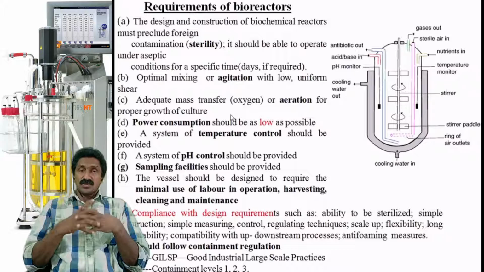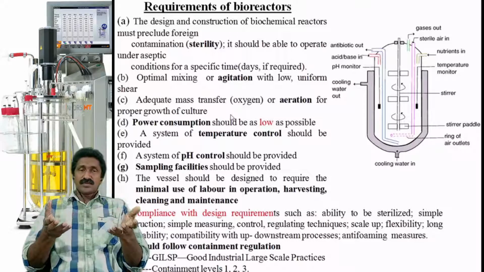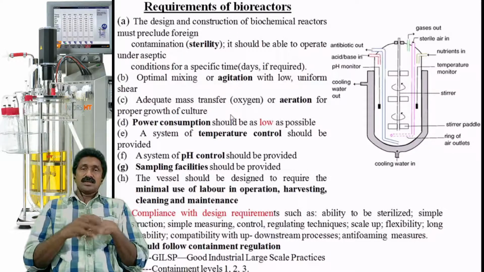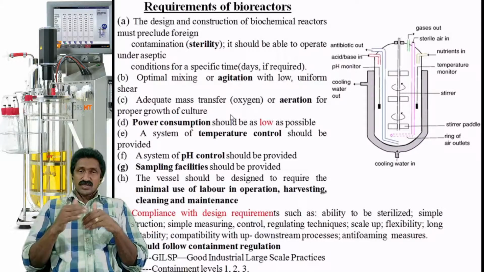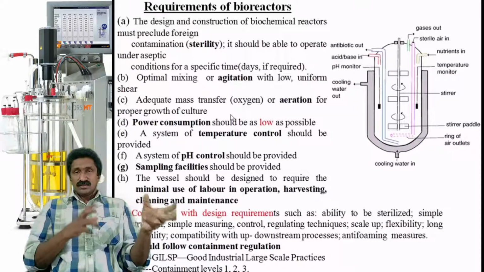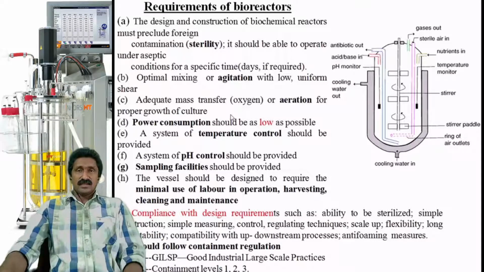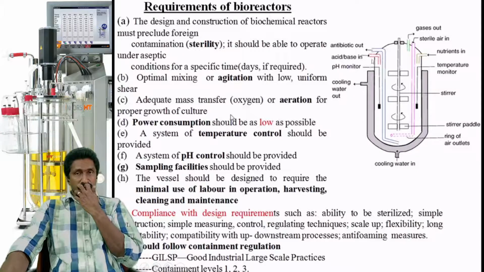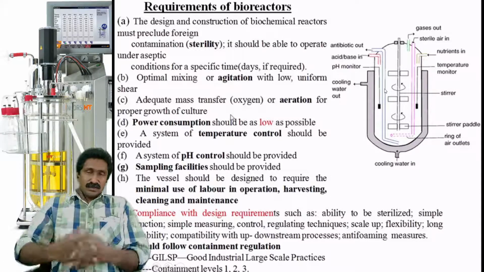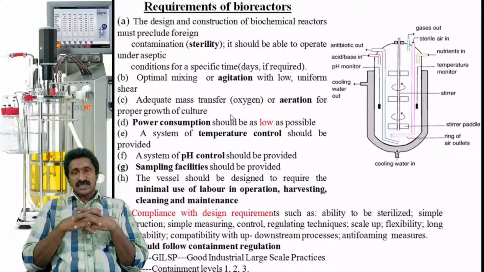Also, there should be a pH control system. Of course, there is a pH probe, which reads the pH from the medium. And if the pH fluctuates from the desired level, then either alkali or acid, which is provided with that reactor, will be supplied. So there will be a pH monitor, and the pH monitor will detect the pH, and the acid or base will be supplied to the medium, so that the pH will be maintained at the desired level.